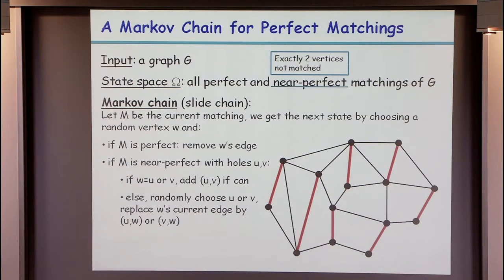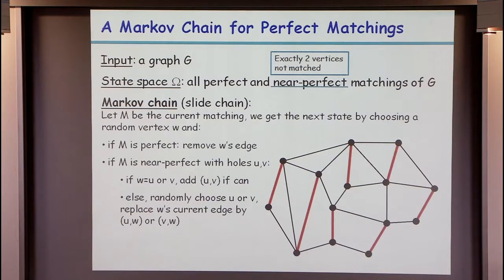So what happens here, the Markov chain is very similar, except it's now not going to move on the state space of all matchings, but it's going to stay within the state space of perfect matchings, but it's kind of hard to move from one perfect matching to another perfect matching. So instead, it's going to go through all perfect and near perfect matchings. Okay? And near perfect means that I have exactly 2 vertices that don't have a matching edge. So they're kind of like the holes.